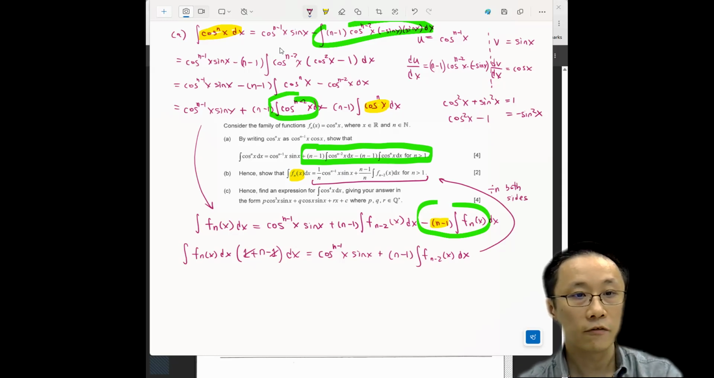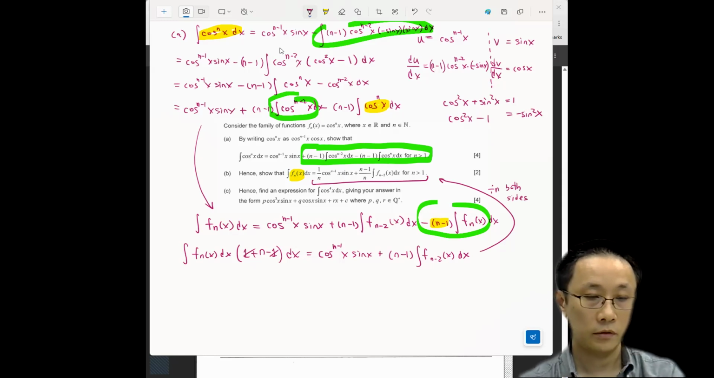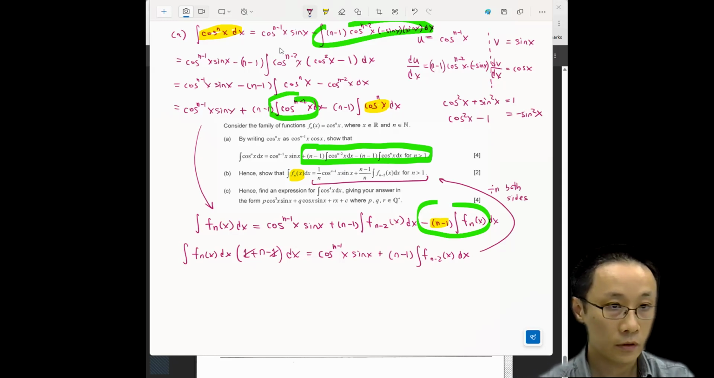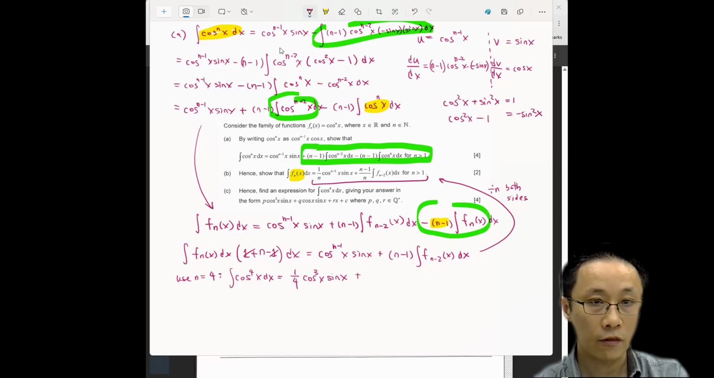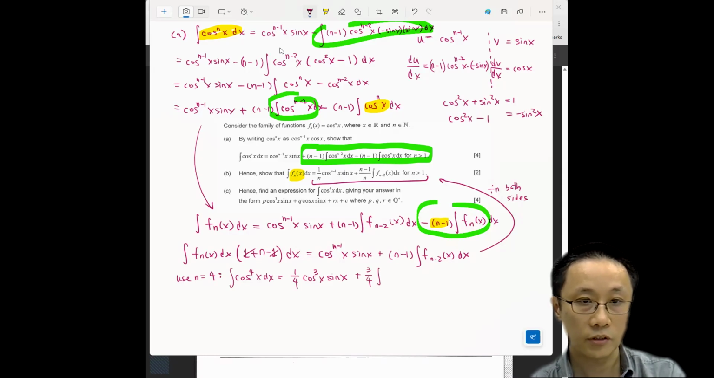And the part C, hence find an expression for cos to the 4. And clearly we have to use n equals to 4. So we have the integral of cos to the 4x dx would equal to 1 over 4 cos cube x sine x, using the result in part B, plus 3 over 4 times the integral of, n minus 2 is 2, so cos square x dx. And HL students should know how to integrate cos square x.